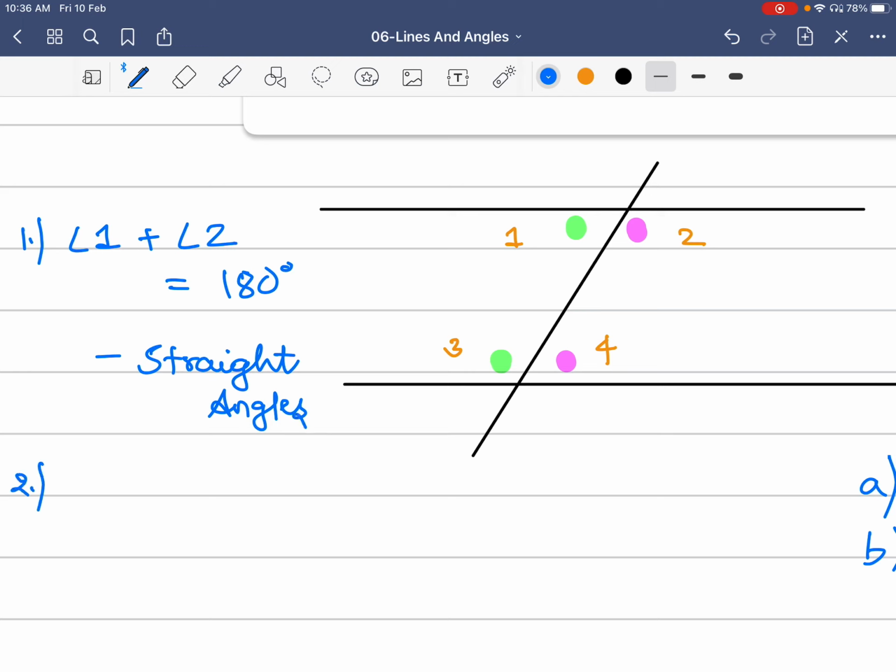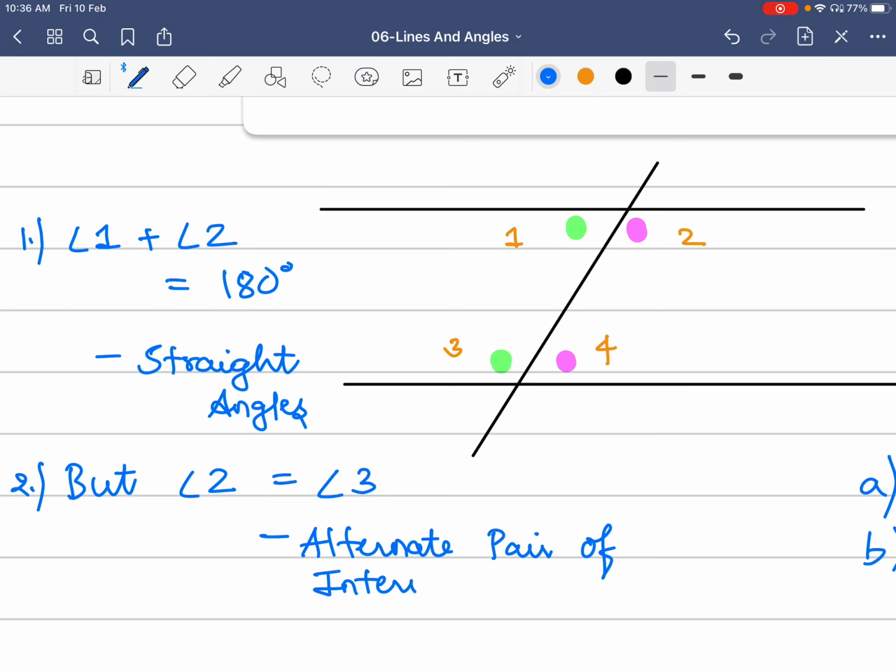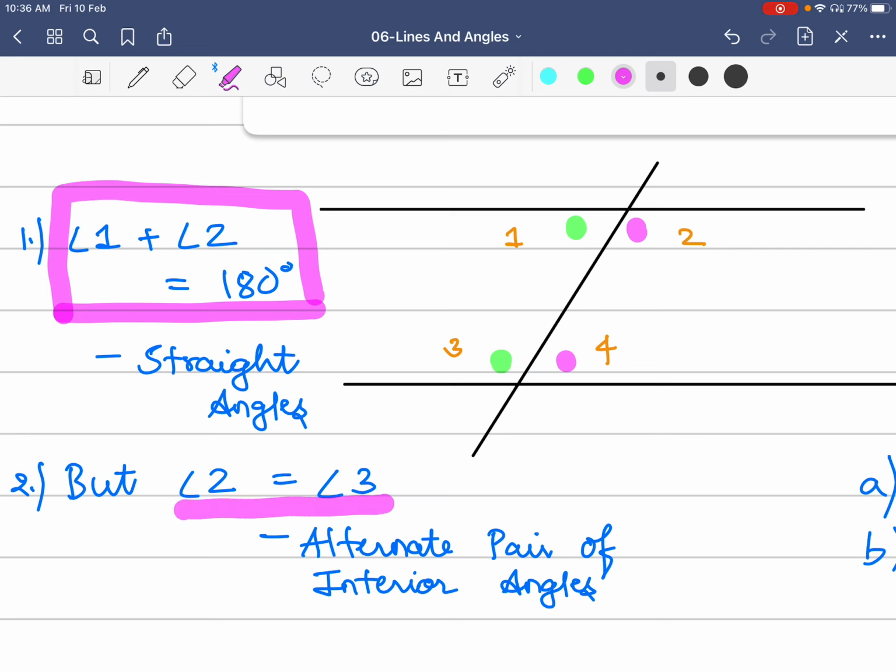Okay. Now point number 2, angle 2 is equal to angle 3. Okay. This angle 2 is equal to angle 3. Why? Because they are alternate pair of interior angles. So I'm just going to write here alternate pair of interior angles. Okay. In the previous video, we have seen that alternate pair of interior angles are equal to each other. So let me use a highlighter here. So we have 1 plus 2, okay, as equal to 180 degree, but 2 is equal to 3. So we can substitute this 3 in this.